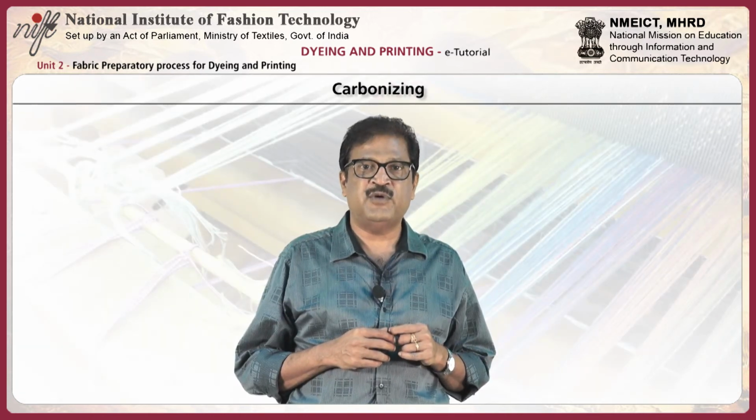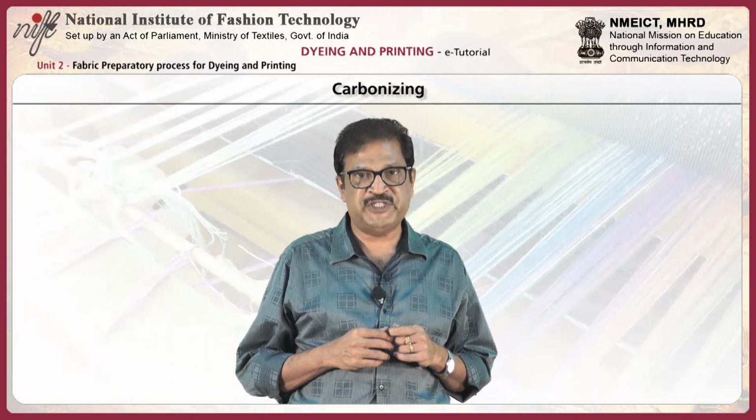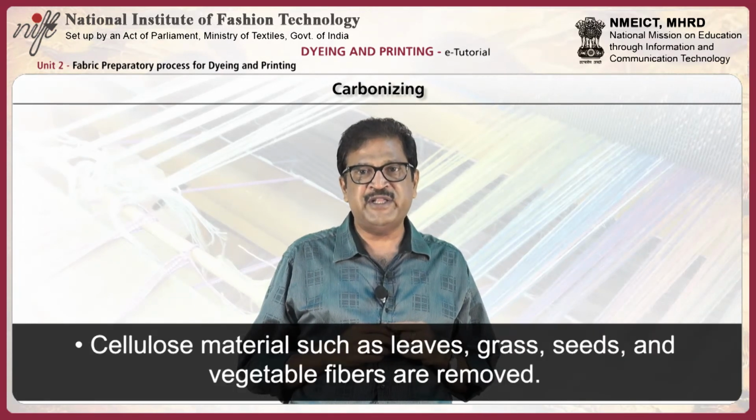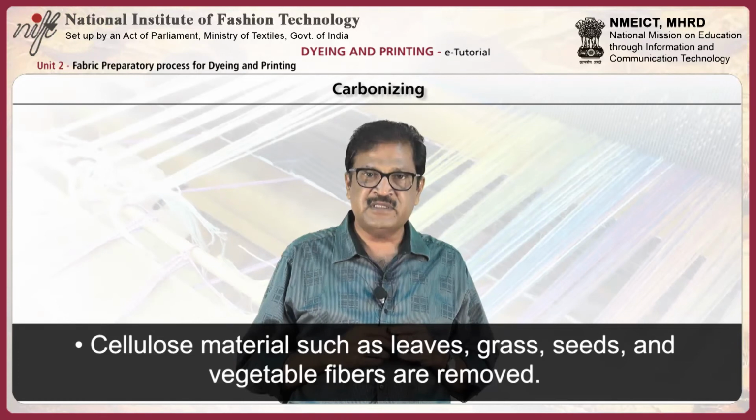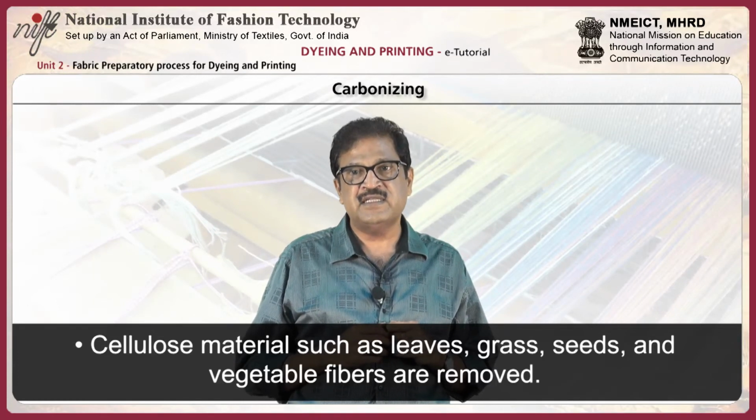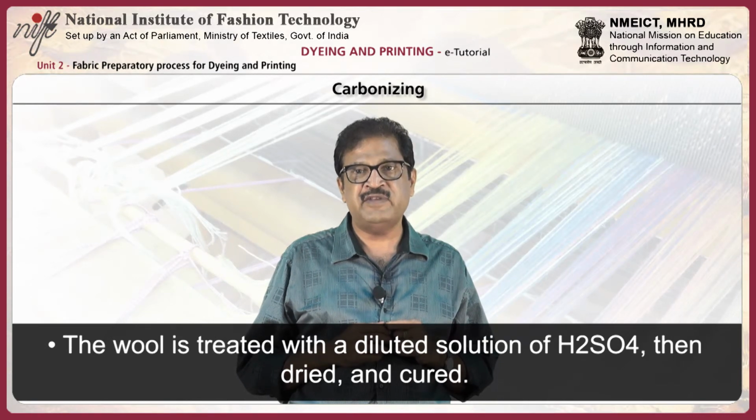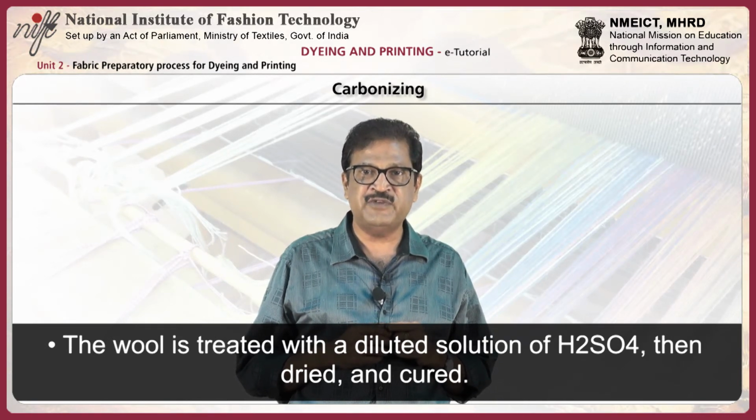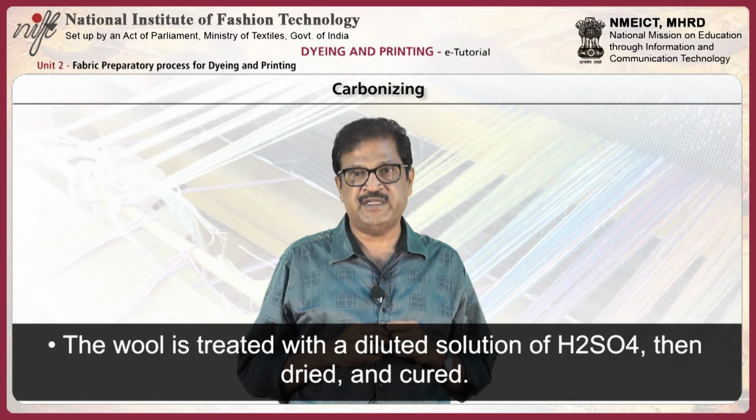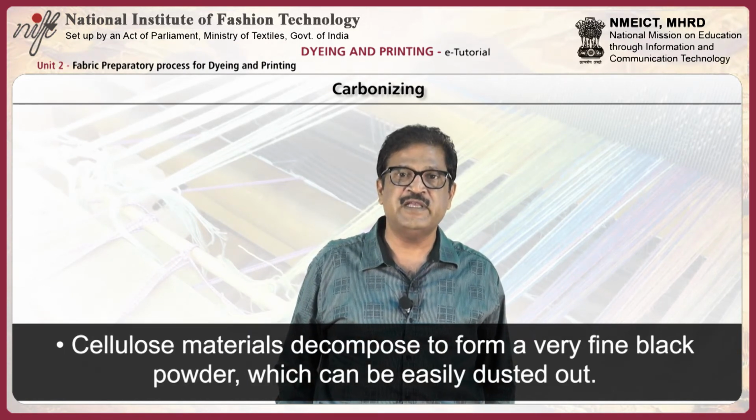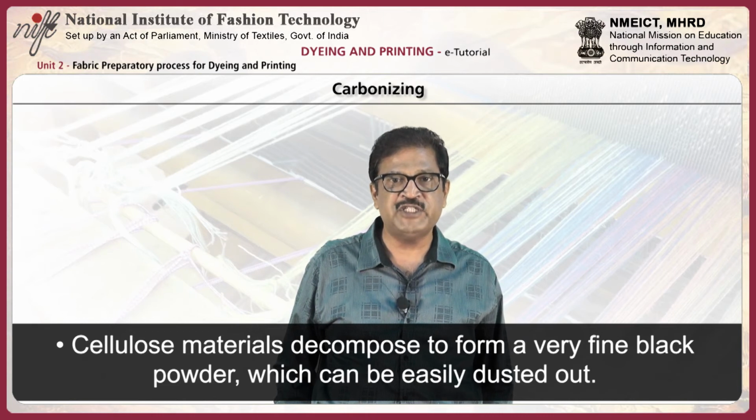Next we will discuss another process of wool preparation, that is called carbonizing. In this case, cellulose material such as leaves, grass, seeds and vegetable fibers are removed. The wool is treated with a diluted solution of sulfuric acid, then dried. Cellulose materials decompose to form a fine black powder which can be easily dusted out.